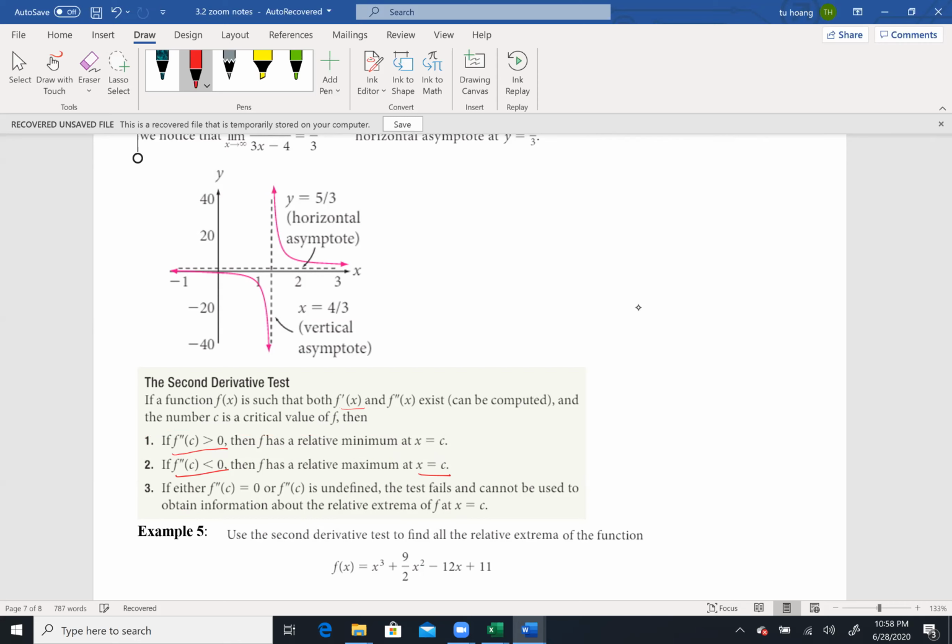if f second derivative c is greater than 0, then f has a relative minimum at x equals c. So this is another way for testing minimum and maximum by using second derivative. Okay, so instead of looking for increasing and decreasing immediately for f prime of x, you can take a look at just the f second derivative of c. If it's greater than 0, then f has a relative minimum at x equals c.